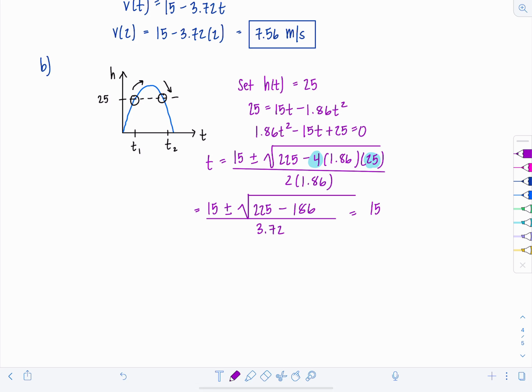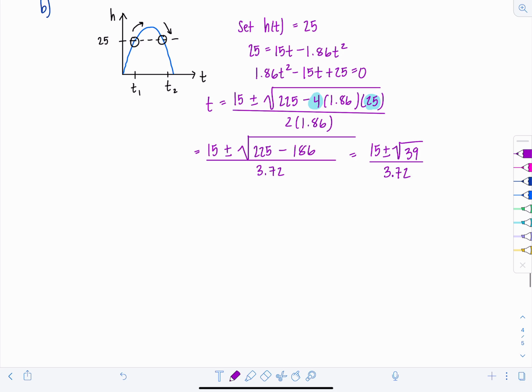So this is 15 plus or minus rad 39 over 3.72. So now, okay, let's go ahead. Let's get the calculator out. I won't feel embarrassed. And then 15 plus rad 39 divided by 3.72 gives us about 5.71. And then 15 minus rad 39 over 3.72 is about 2.35. So which one's on the way up, which one's on the way down? The earlier time is on the way up, right? Because it happened first, and then afterwards that's on the way down.